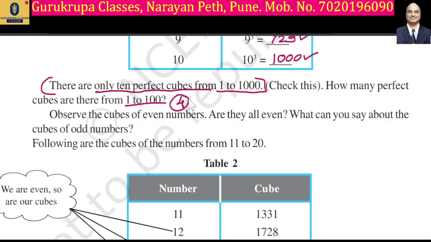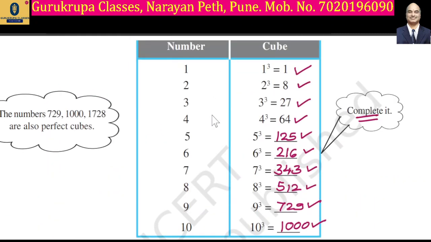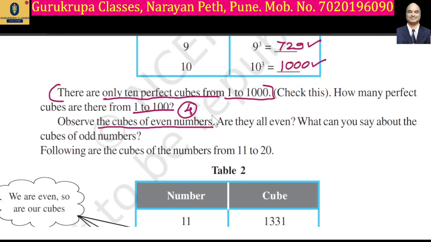Now we go to the properties of cubes. Cubes of odd numbers: 1's cube is 1, 3 cube is 27, 5 cube is 125, 7 cube is 343, cube of 9 is 729. These are all odd numbers, so we can say that cubes of odd numbers are also odd.